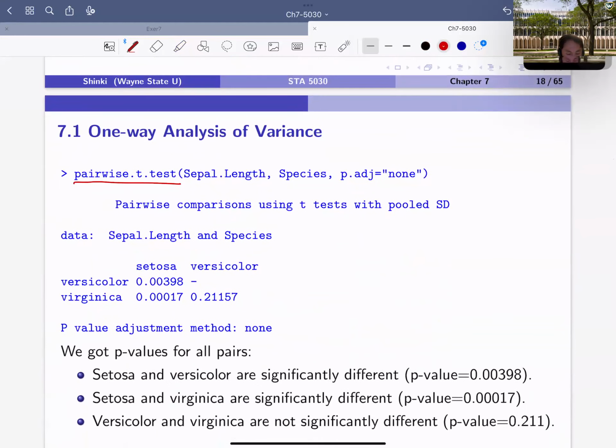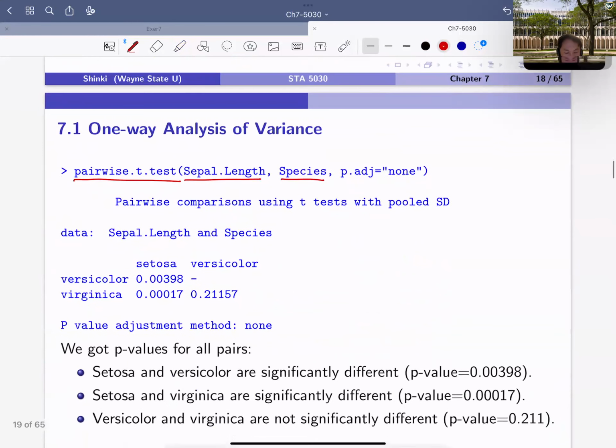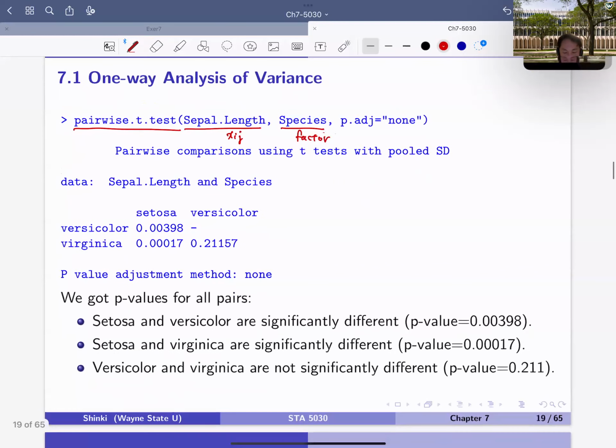And we can do the pairwise t-test: sepal length, then species. So the format is different from t-test. This is basically Xij, and this one, species, is a factor. And we have an option, p.adjust equal to none. So this is the usual t-test. We will discuss what happens when p-values are adjusted.